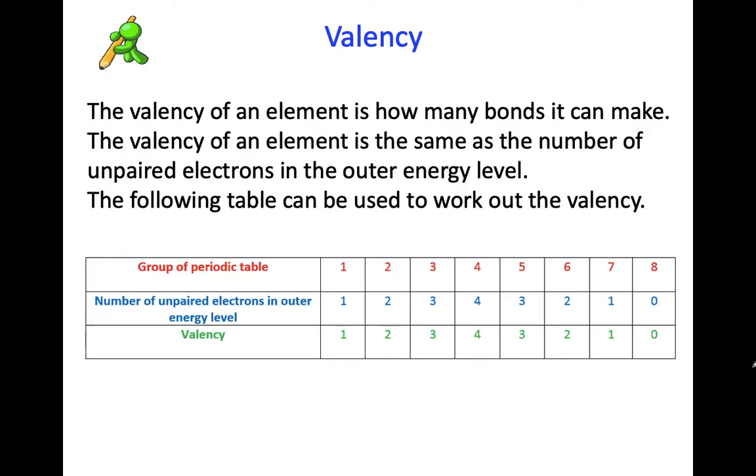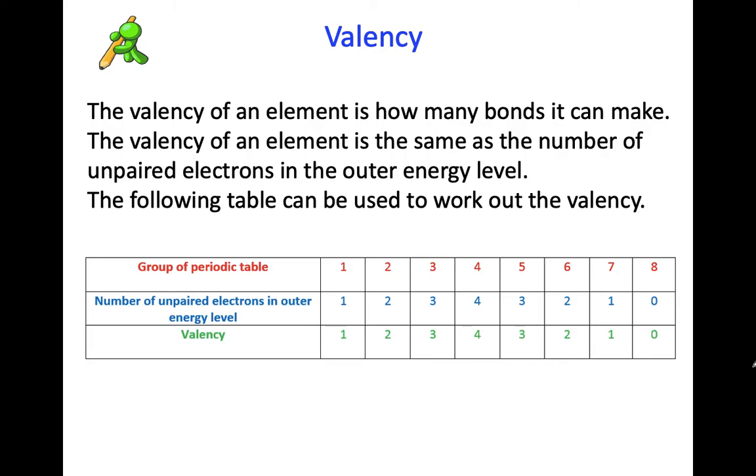So elements in group 1, so lithium, sodium, potassium and so on, they have 1 unpaired electron in their outer energy level and their valency is 1. Group 2, which is the group beginning with beryllium and magnesium, have 2 unpaired electrons in their outer energy level. Therefore, they can form 2 bonds. Their valency is 2. Group 3 has 3 unpaired electrons. It has a valency of 3. Group 4 has a valency of 4 as it has 4 unpaired electrons in its outer energy level.